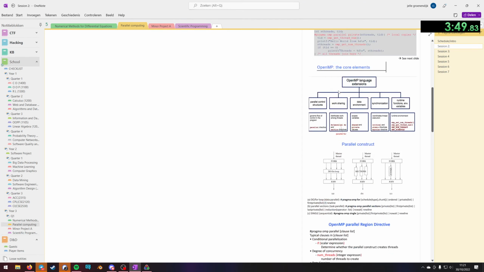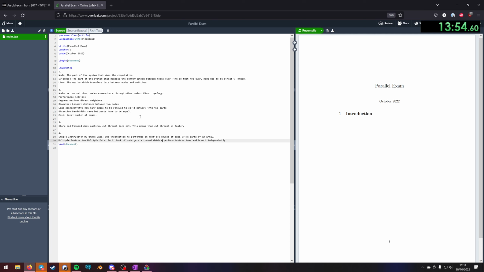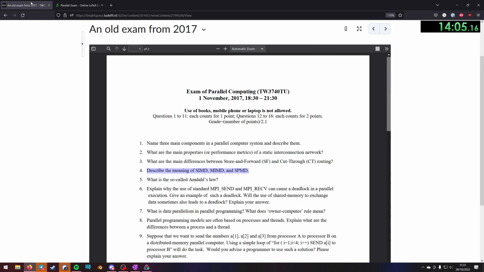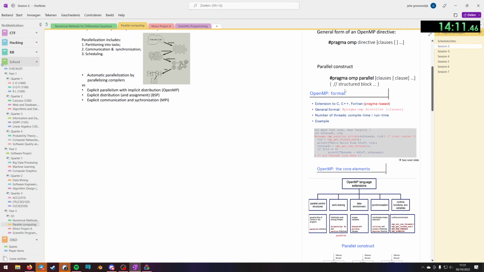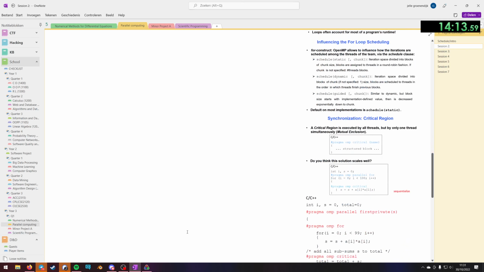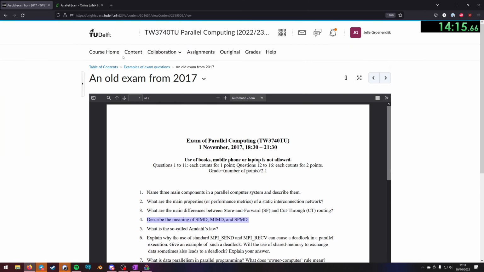Each chunk of data gets a thread which can perform instructions and branch independently. Yeah, and then I feel like SPMD is something like shared process, multiple data, but I'm not entirely sure. I think this was in lecture 1, so I didn't bother looking it up.